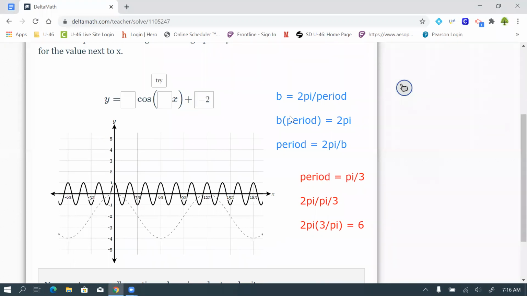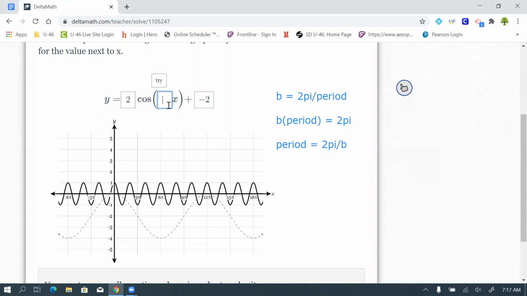And once I know the midline, the amplitude, from the middle to either the top or the bottom of the wave, it does not matter. That's a distance of 2. So the amplitude is 2, and there was no flipping going on, so the a value is positive 2. Now, what is the b value?